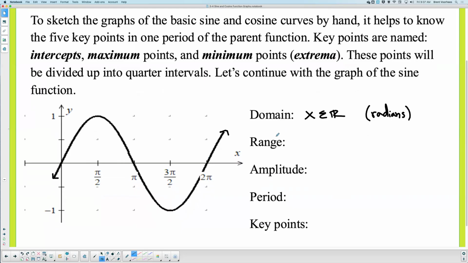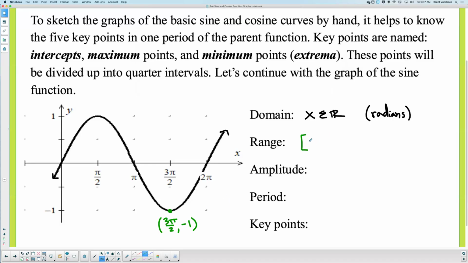Let's talk about the range. What values does the range deal with? The y's. Do the y's go down forever and up forever? Nope, they don't. What are they limited in between? We always go low to high. What's the lowest value you'll ever have? What's this value right there? That's the lowest. That's 3 pi over 2, comma, -1. The range deals with the y value, so -1's the lowest.